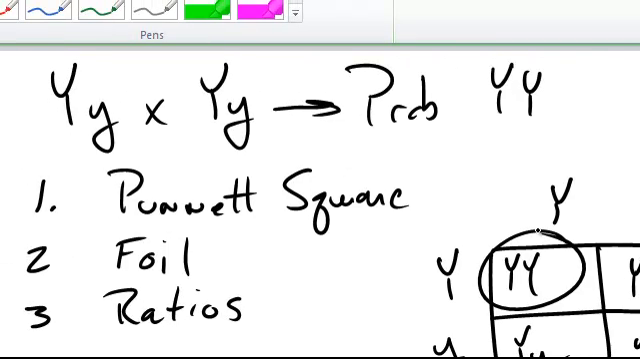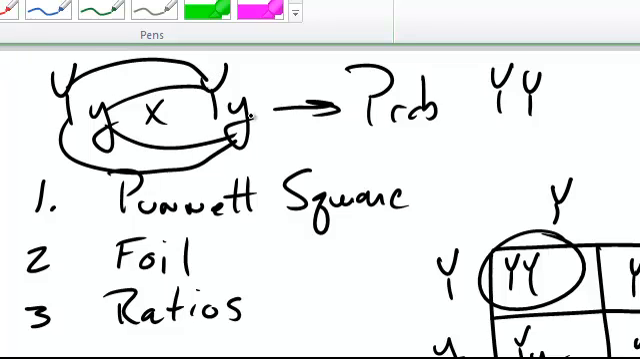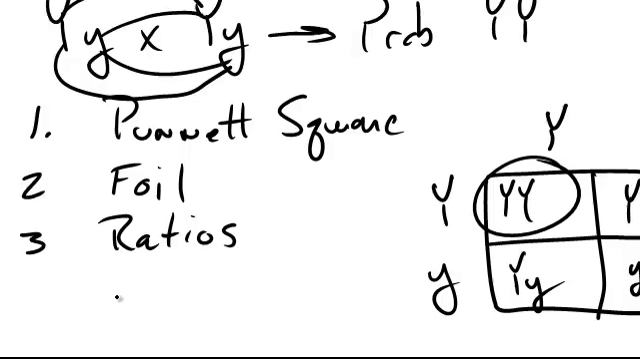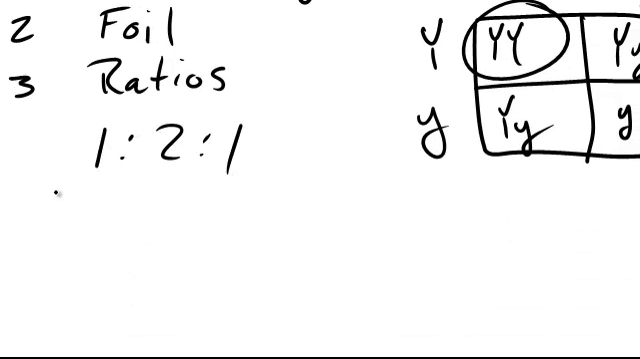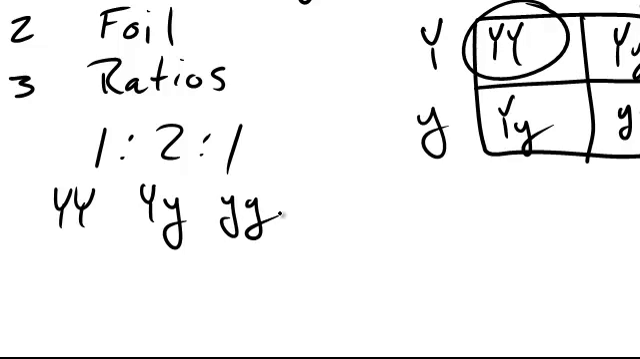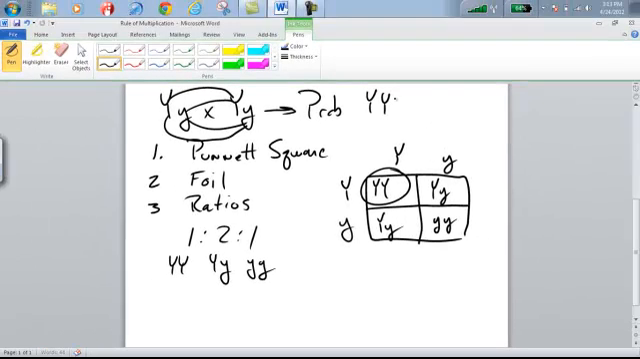I can also do FOIL to solve this problem. FOIL is first, outside, inside, last. So the first in each pair here would be this one. That does meet our big Y, big Y. The outside would be big Y, little y. That does not work. The inside would be big Y, little y. That does not work. And the last would be the little y, which does not work. So we had 1 out of 4 when we used FOIL. And then, of course, the ratios is just memorizing that when you have two heterozygotes that combine together, the genotypic ratio is 1:2:1, where the 1 is the homozygous dominant, the 2 is the heterozygous, and the 1 is the homozygous recessive. So no matter how you do this, whether you're using a Punnett square, FOIL, or ratios, what you should get is that the probability of getting big Y, big Y, when you have this cross, is 1/4.